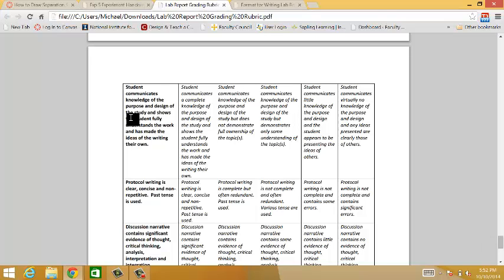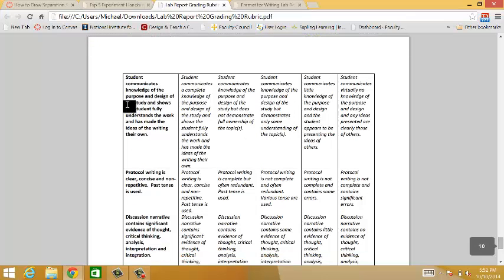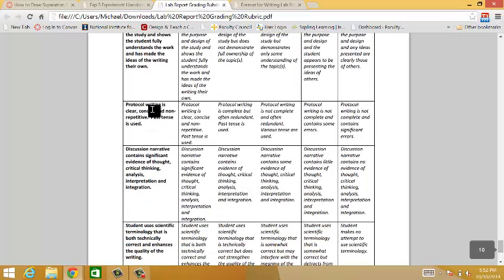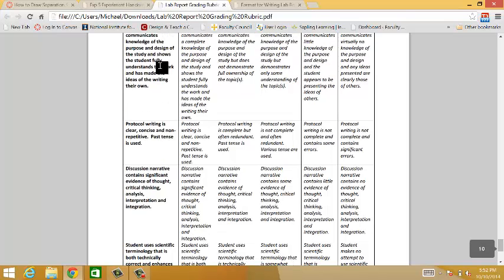What did you learn? And then some of the other things: student communicates knowledge of purpose and design of the study and shows the student fully understands the work and has made the ideas of writing their own. Or protocol writing is clear, concise, and non-repetitive. Past tense is used. This part of the rubric would be for procedures. Procedures should always be in past tense. Some of these you may want to use if you ever do an honors thesis or any kind of lab paper.